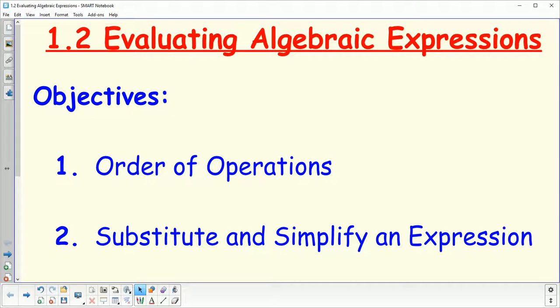Okay, Common Core Algebra 2. This is going to be our second flip lesson. This is going to be about evaluating algebraic expressions, at which point we're going to review our order of operations, which we talked about in class, or you did a worksheet in class the first day, and then about how to evaluate an actual algebraic expression, which involves substituting and then simplifying the expression.